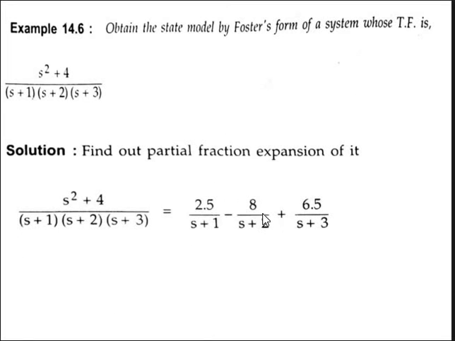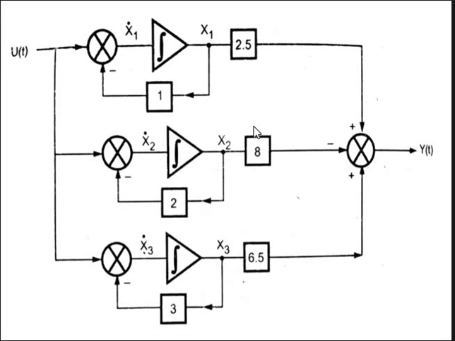How can you write the second one? Summation, integration, and feedback block value is 2, and so the forward path is multiplied with 8, so this is C2. And here the minus value is there, so the second block is like this. The format is the same: summation, integration and feedback, and C2 multiplied with this block.